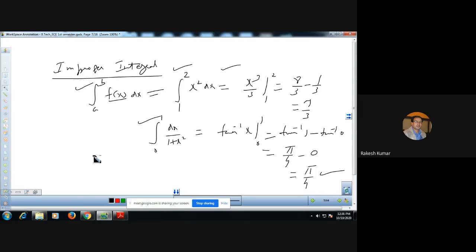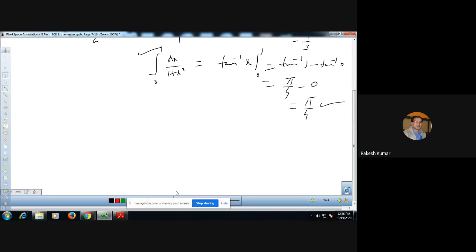But we may have cases when we don't have a proper definite value of the integration. Or you can say that we can define improper integrals in more than one way. Suppose the first way is when the upper limit is infinite. This is the first kind of improper integral.